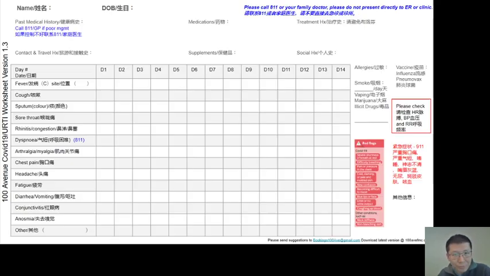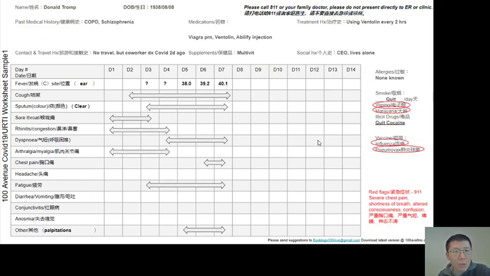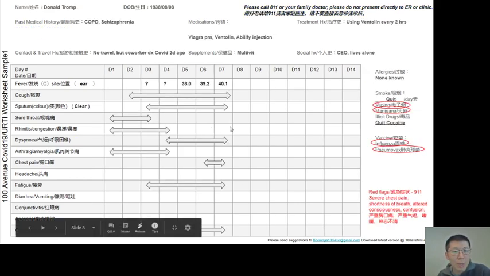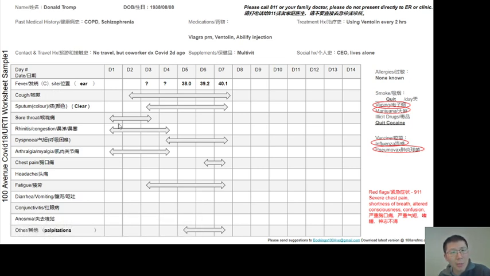And so here I've provided a sample version of how you might list your symptoms. This is on a previous version of the worksheet. Here we have someone who's got a very similar name to the American president. He apparently has a history of COPD, schizophrenia. He's got his medications listed.